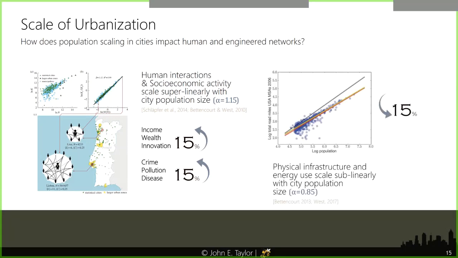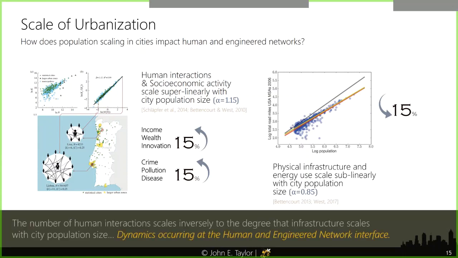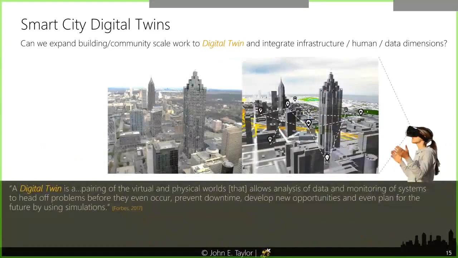On the flip side, where infrastructure networks, our physical infrastructure, is concerned, it scales sublinearly, right? So if we have 2 times the size of the population, we don't need 2 times the infrastructure. We need 1.85, or 185%, because it scales sublinearly. And so there are certainly interesting interactions that are occurring at this human and infrastructure network interface that are important to understand and perhaps can be improved through the use of technology.